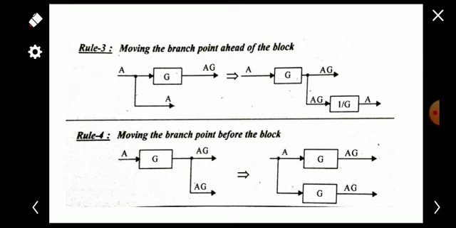And the next one is moving the branch point before the block. Here the two signals are AG and AG. So after moving this branch point, we should still get the two signals as AG and AG. If you are moving this branch point before this block G, we will get A only. So for getting it as AG, we just add a block G there, so that we are getting the output as AG and AG. There is no change compared to the previous one.